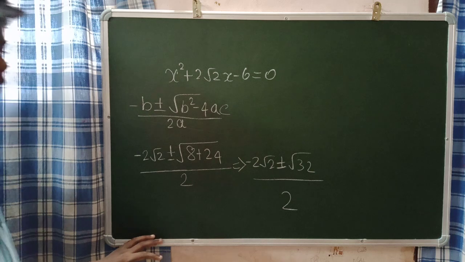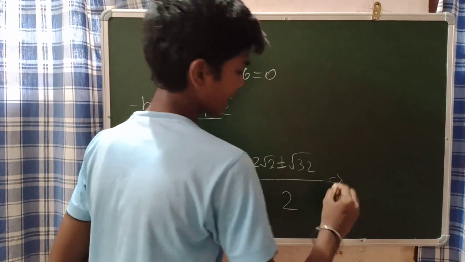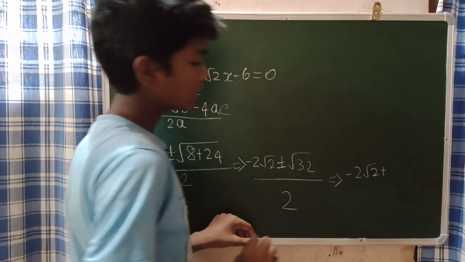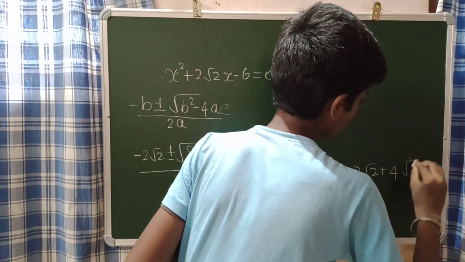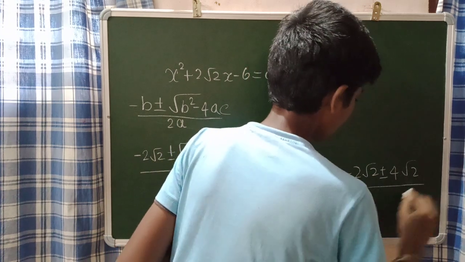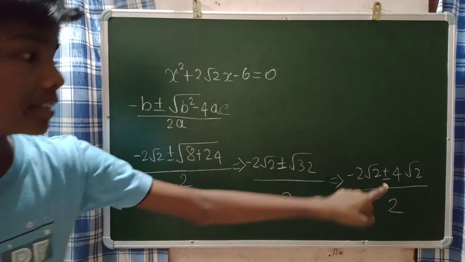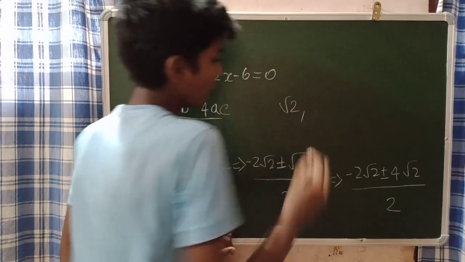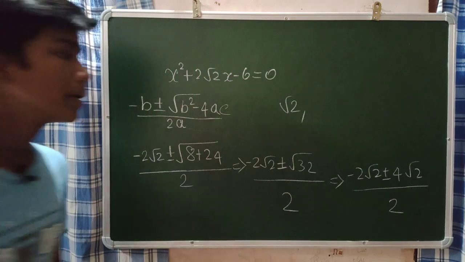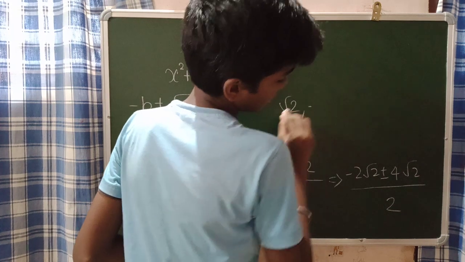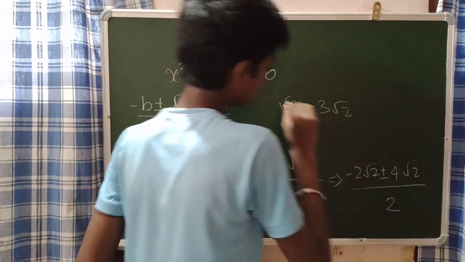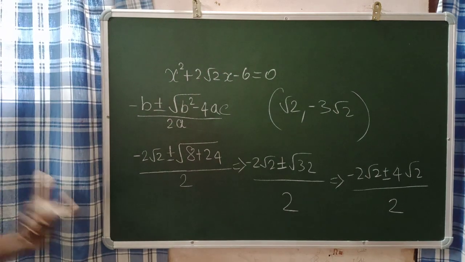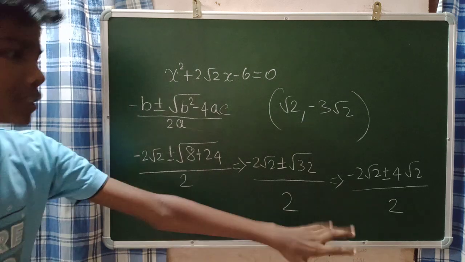Now what you are supposed to do is, you can write this root of 32 as 4 root 2. So minus 2 root 2 plus or minus of 4 root 2 divided by 2. Now, when you put the symbol as plus, you will be getting one of the roots as root 2. And when you put the symbol as minus, you will be getting the other root as minus 3 root 2. So, these two values are the roots of this particular equation. For the first question, the answer is root 2 and minus 3 root 2, just by using this quadratic formula.